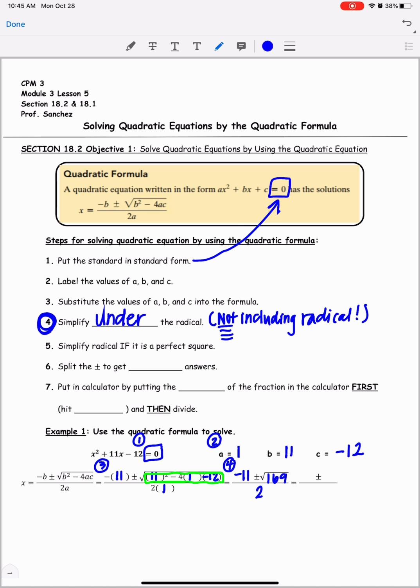Step 5, simplify radical if it is a perfect square. So the square root of 169 is a perfect square. We end up getting 13. If you don't know it, you can just put it in and try it. But I'm going to get negative 11 plus or minus 13 all over 2. Okay, step 5.